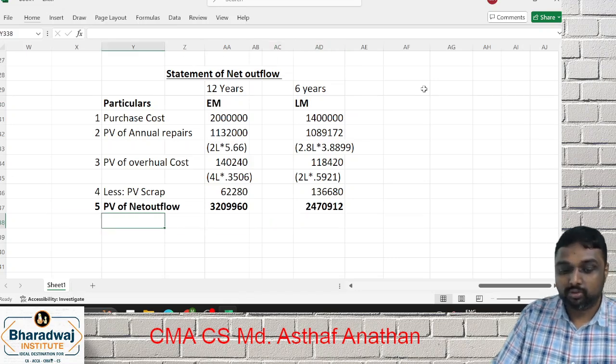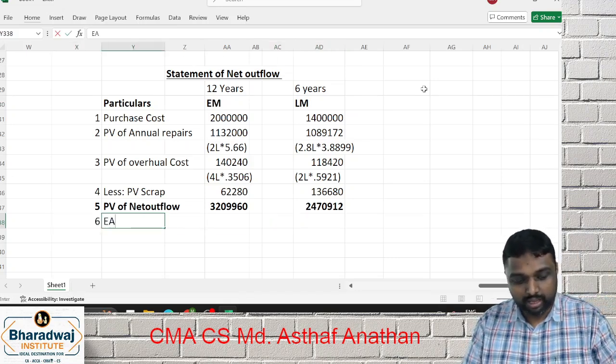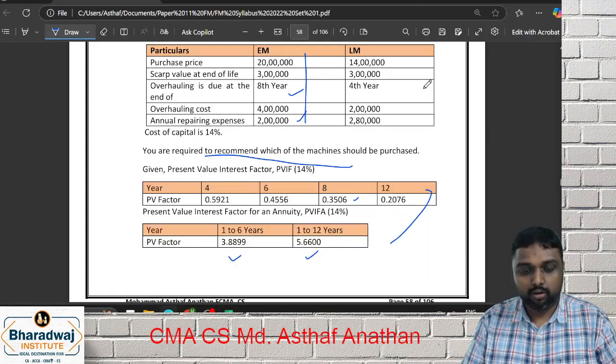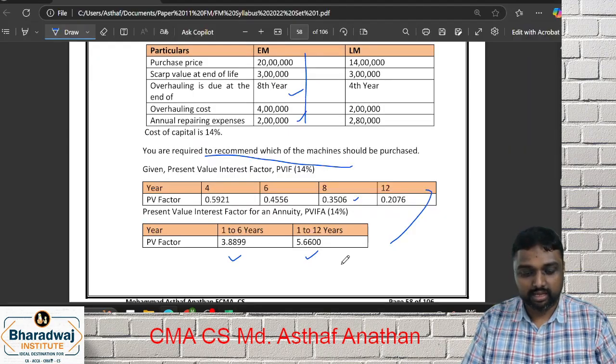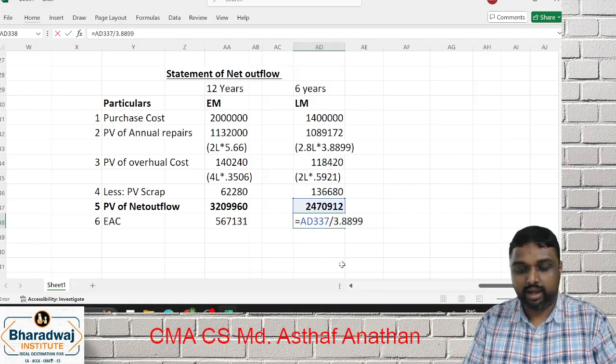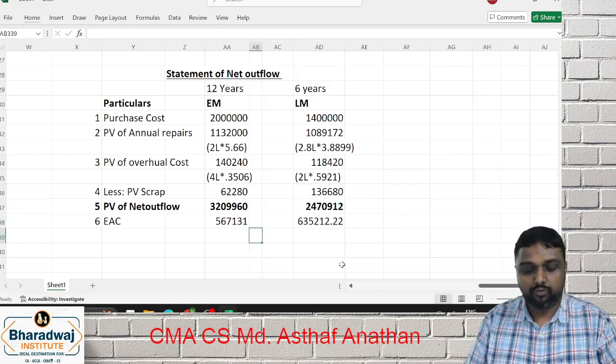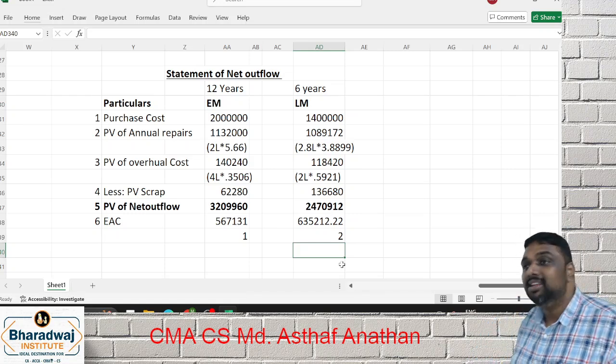But the point is, you have to go for your EAC. This is the amount. For 12 years, the 12 year annuity factor is 5.66. Here it is 6 years, 3.899. Lower the outflow, better the option. So what do you have to go for?